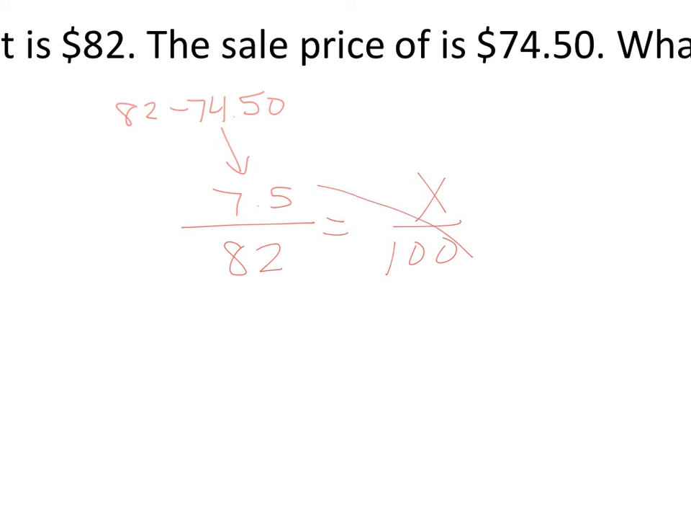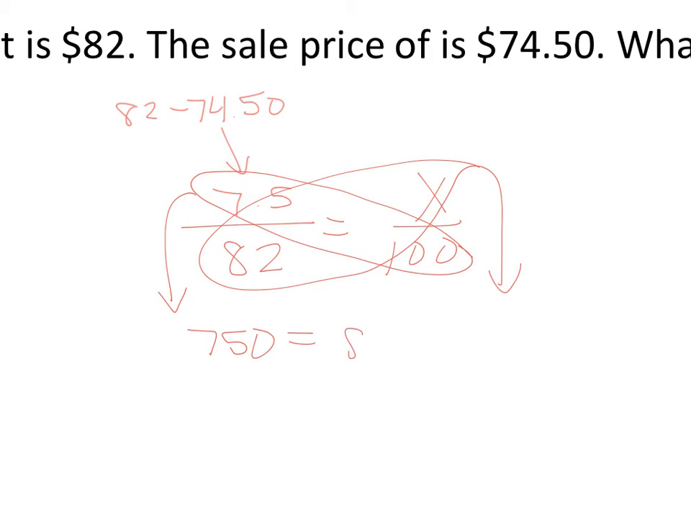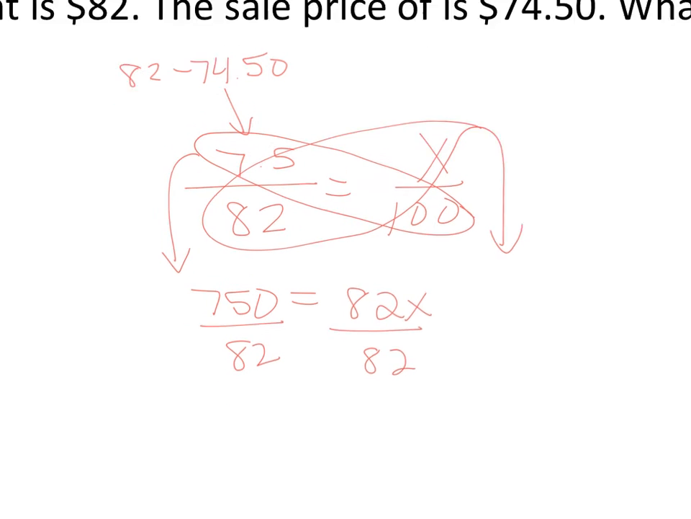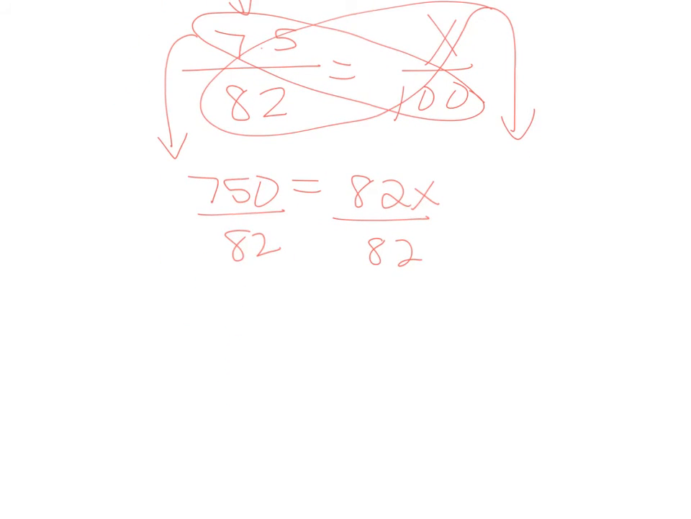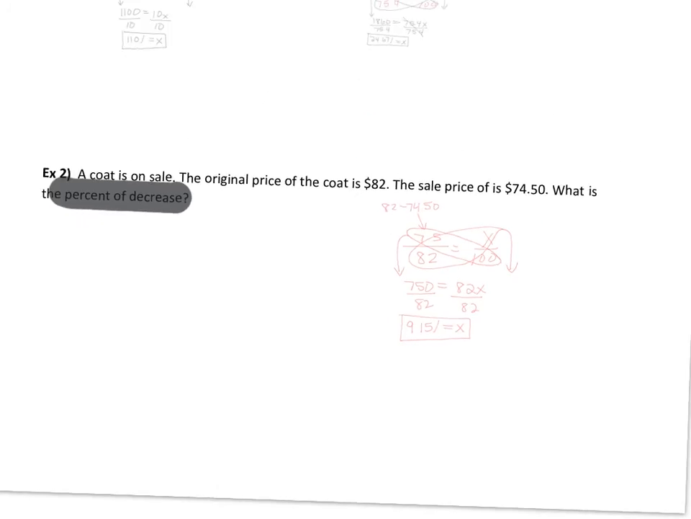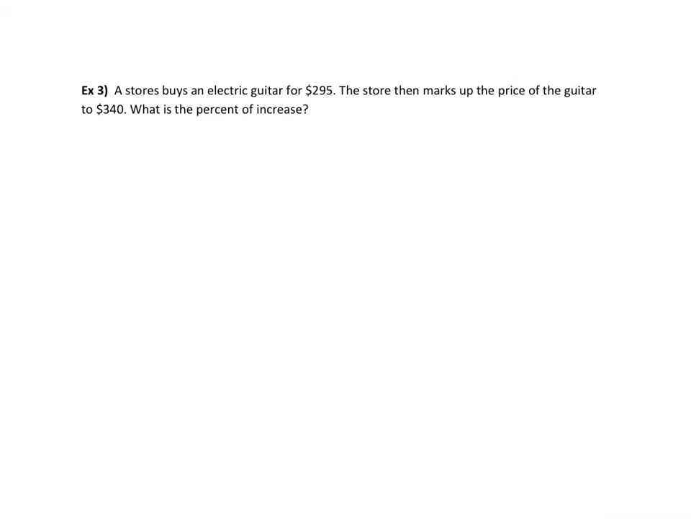All right, so now cross multiply, and we're going to get 750 equals 82x and divide by 82. Okay, again, rounding to the nearest hundredth, so 2 decimal places, I get 9.15 when I divide that in my calculator, percent. Okay, all right, and let's go to example 3.